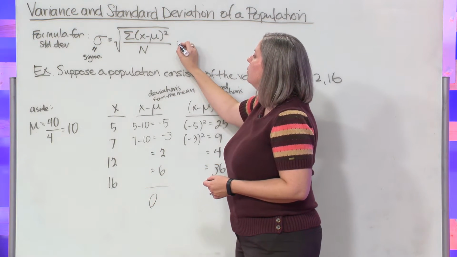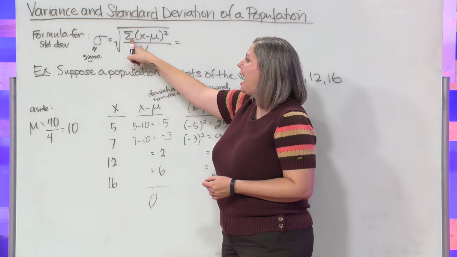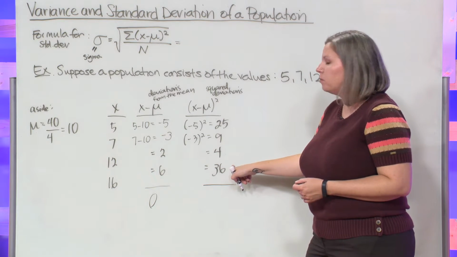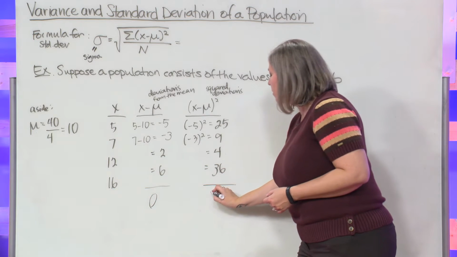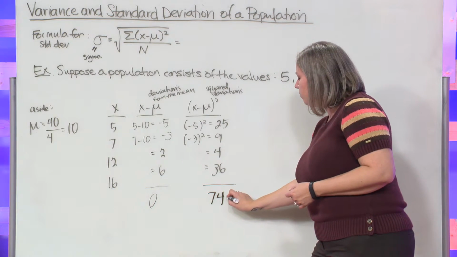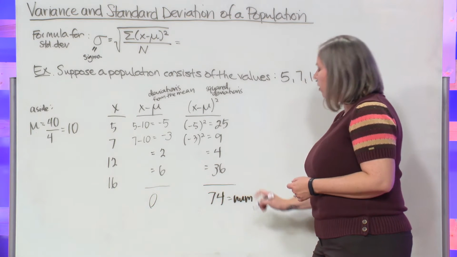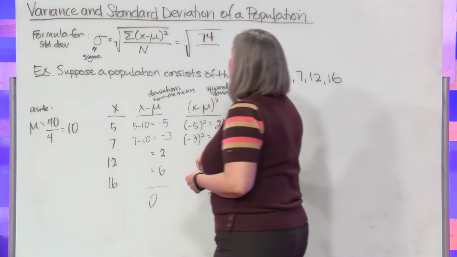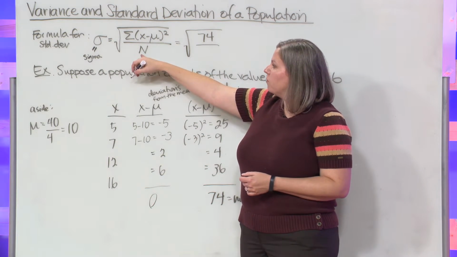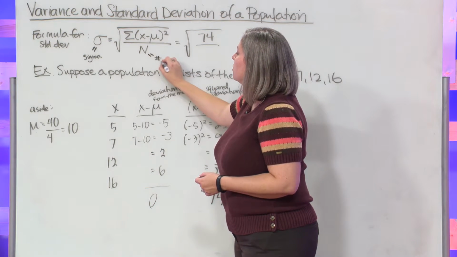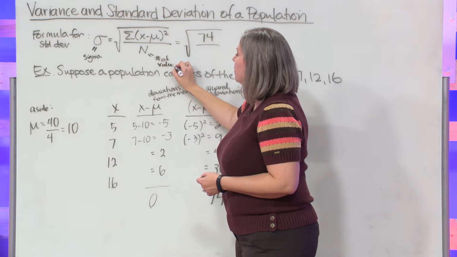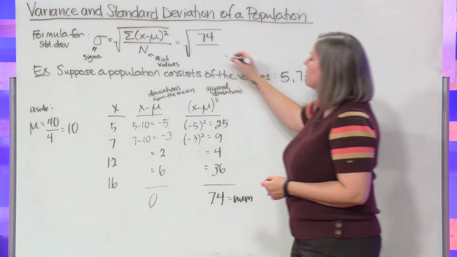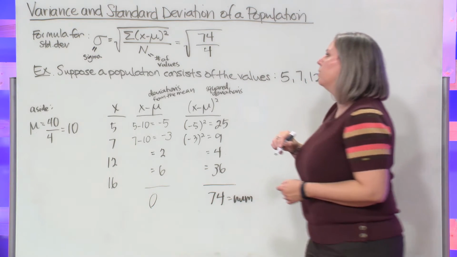So I've now done inside the parentheses, I've done outside the parentheses. The last step for the numerator is actually just to add what we just did. So I'm going to take this final column here, 25 plus 9 plus 4 plus 36. If I add that all together, it turns out I get 74, and that's actually our numerator in this formula. So I have 74 divided by, again referencing my formula, n, which is just equal to the number of values. In this case, I've already determined that I have 4 values. So I'm going to plug that into the formula.